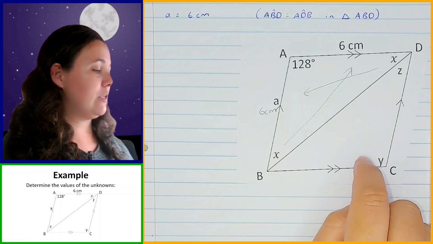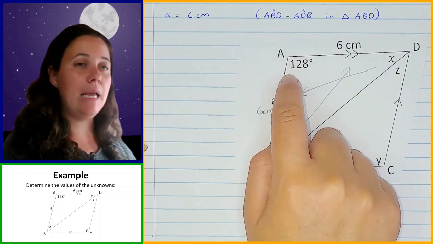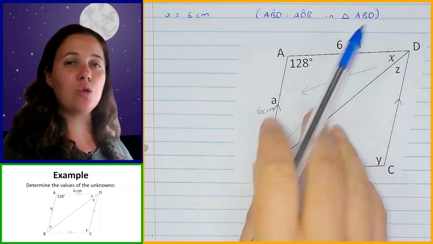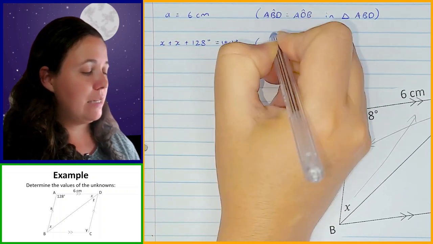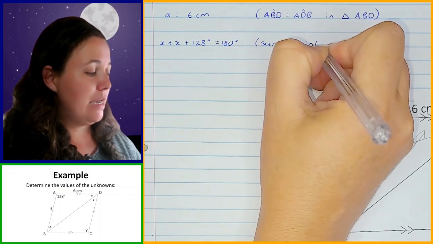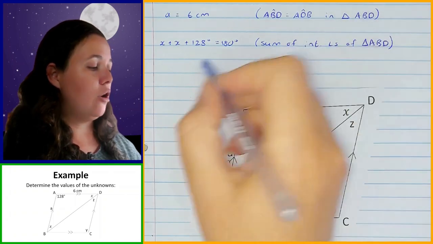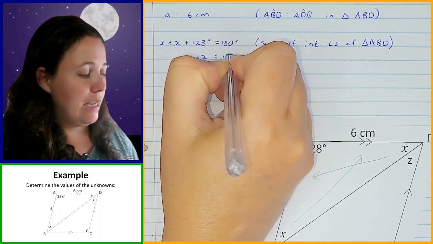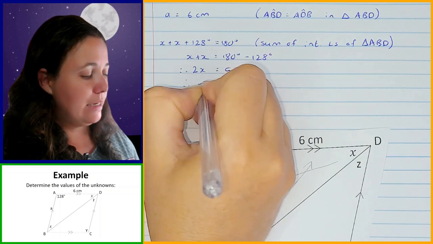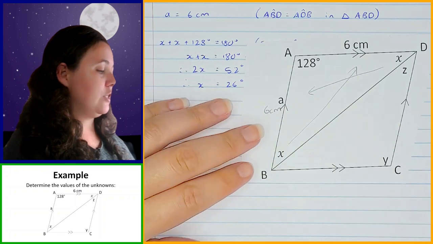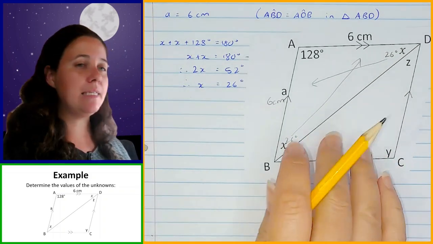Okay, the next thing I'm going to do is I'm going to try and work out the size of x. Now, I've got x over here and I've got x over there in the triangle ABD, where I know the size of angle A, which is 128 degrees. So I'm going to use the interior angles of that triangle to work out the value of x. So I've got x plus x plus 128 degrees equals 180 degrees. And the reason that I can say that is because of the sum of the interior angles of triangle ABD. Now I can go and solve that equation. So I have x plus x equals 180 degrees minus 128 degrees. So therefore 2x is equal to 52 degrees. So therefore x is equal to 26 degrees. So now I know that this over here is 26 degrees and this is also 26 degrees. And I can put those on there just in case they can help me later on. Now the next thing I have to work out is the size of angle y.